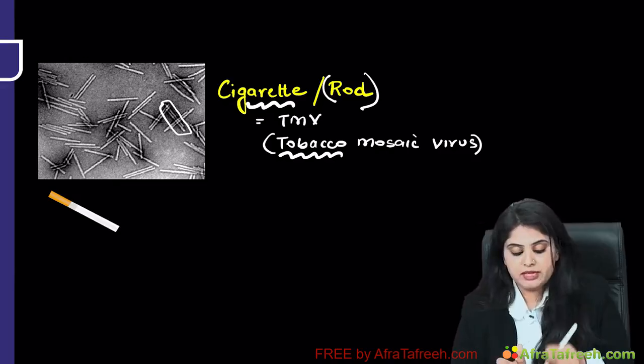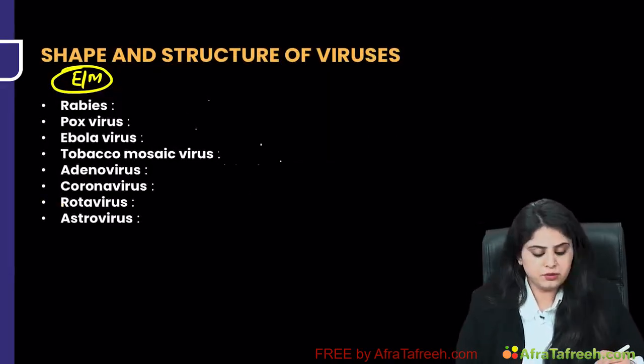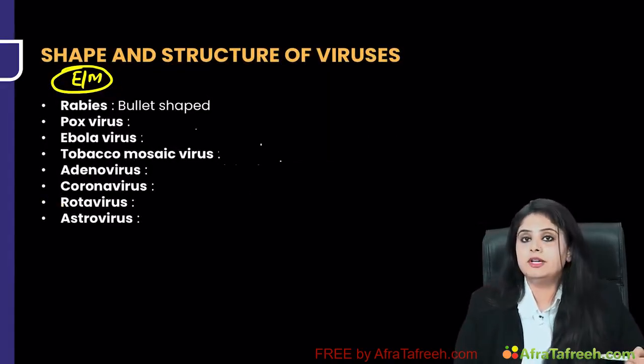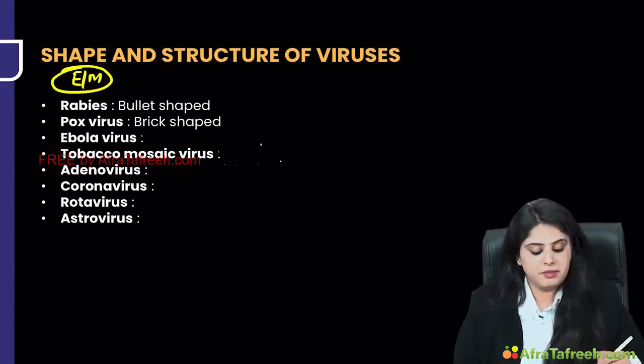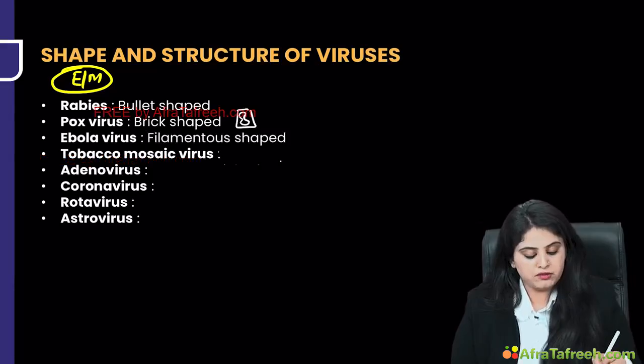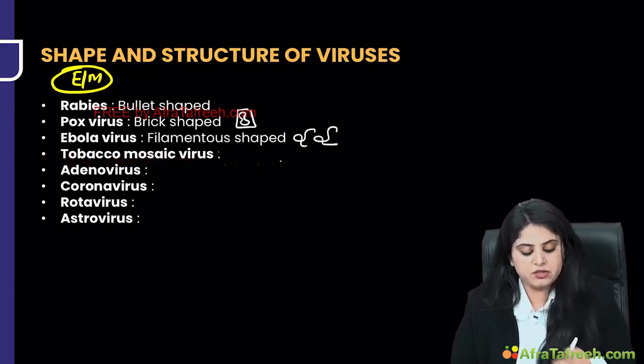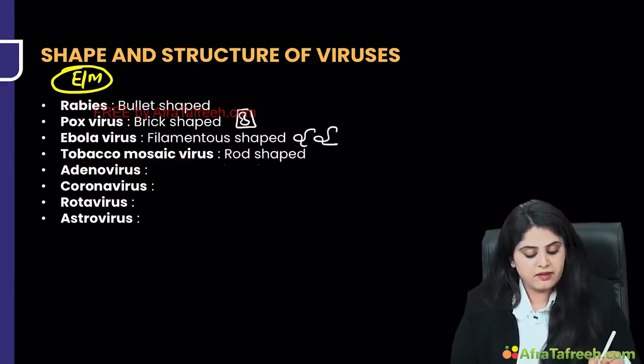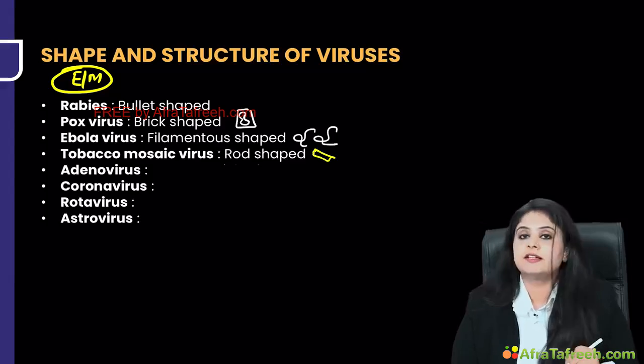If you want, you can quickly revise with me. How was rabies? Rabies was looking like a bullet, ma'am. It's a bullet. Rabies kills, bullet kills. Pox is a box with a dumbbell. It's a brick-shaped virus, and that brick is also going to have a dumbbell inside it. How is Ebola? Ebola is like a bowl of spaghetti. It is like a filamentous organism. Tobacco mosaic virus, exactly like a cigarette, it's like a rod.